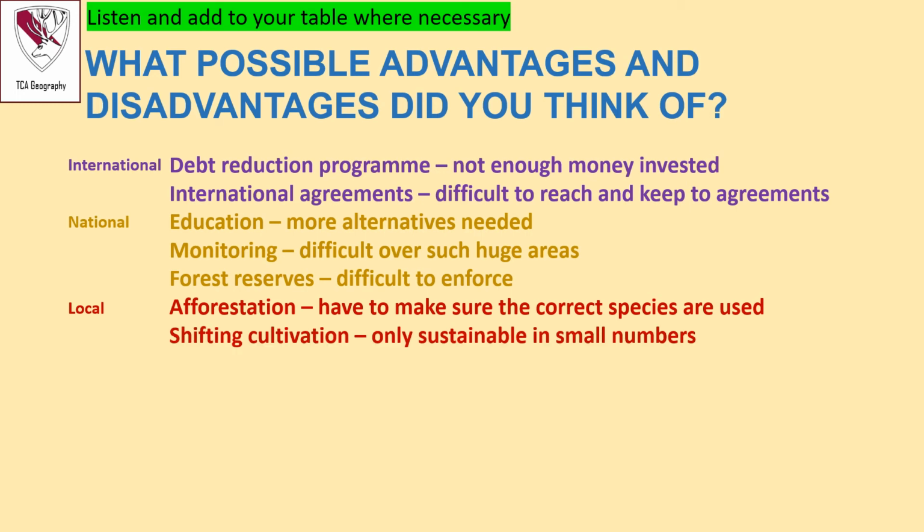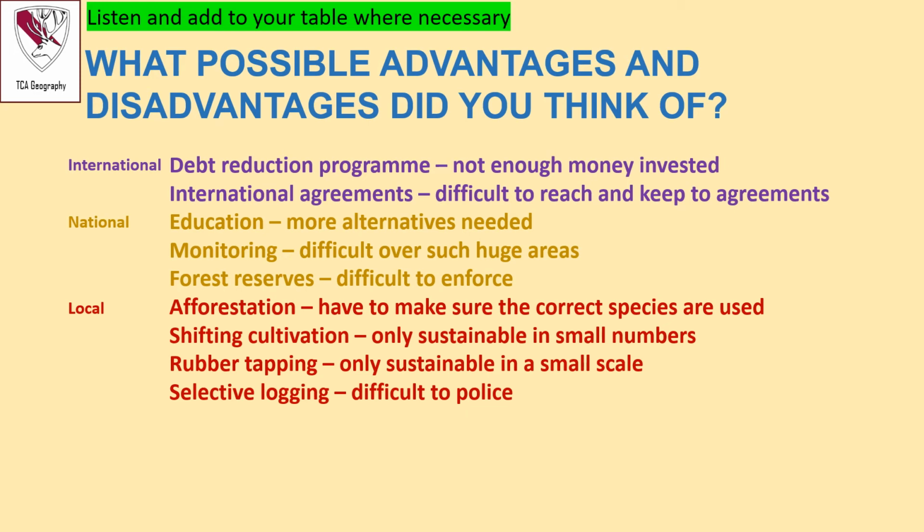Shifting cultivation. We saw last lesson that shifting cultivation can be sustainable, but only if it's a very small number of people doing it. The same really with rubber tapping. It can only support a small community.